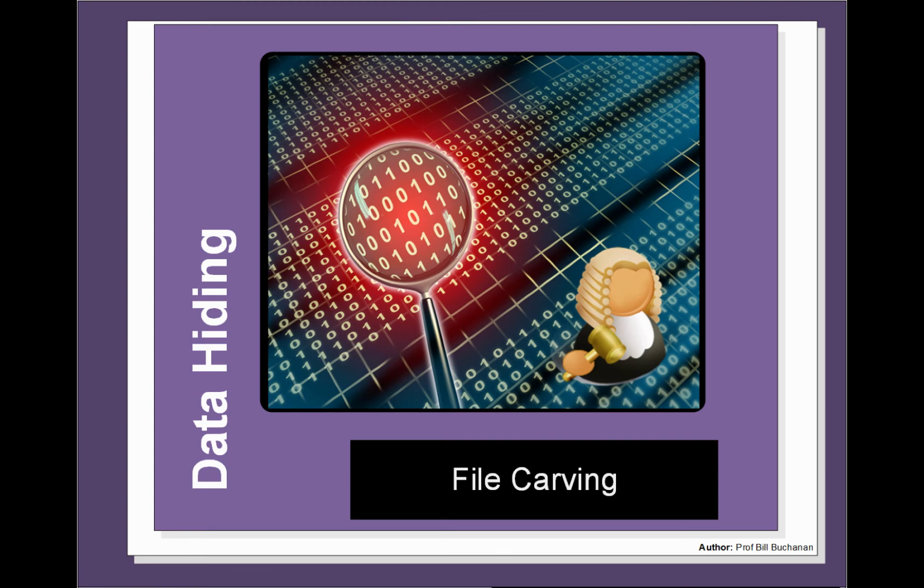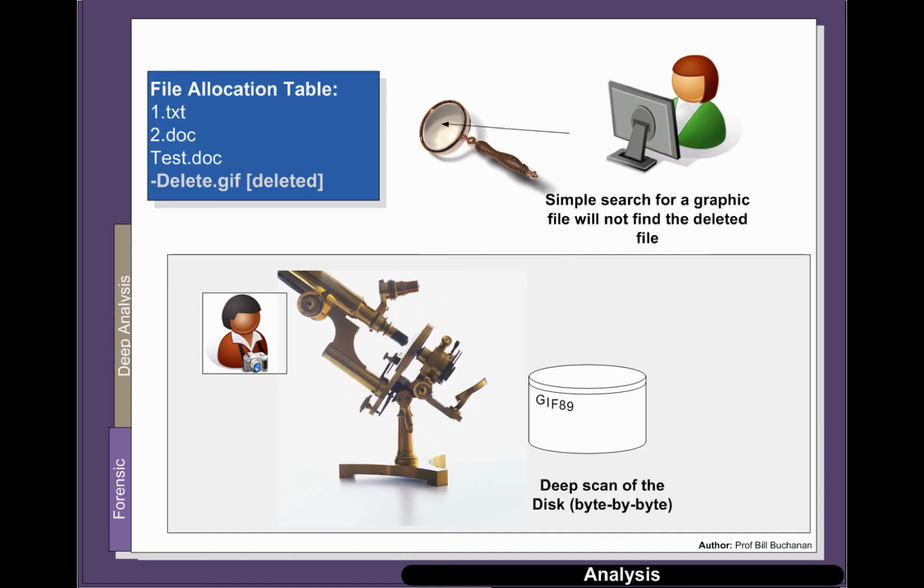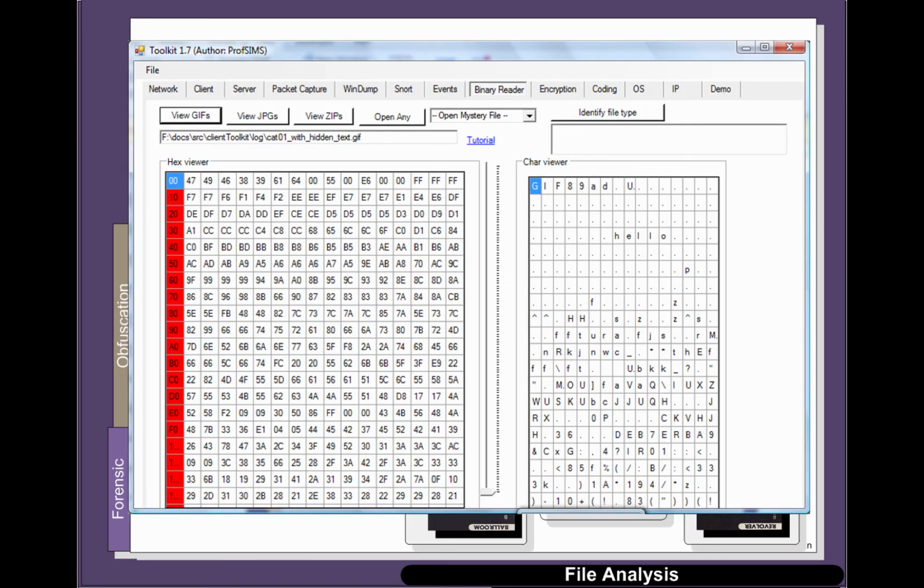Okay, so let's now look at when something is embedded into a file, and we often have to use file carving for that. With file carving, we have something deep within data. It might not come up when we search for it, and we've got to do a byte by byte scan of the disk. Okay, so this shows our example of our GIF file again.